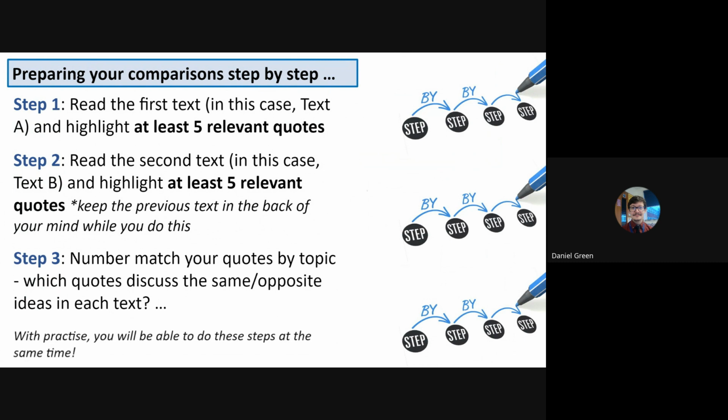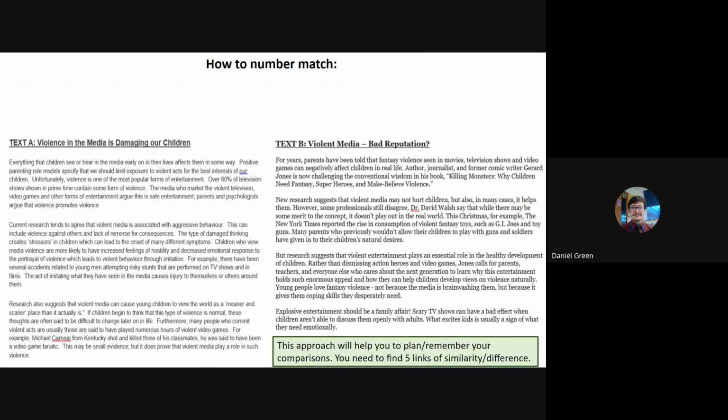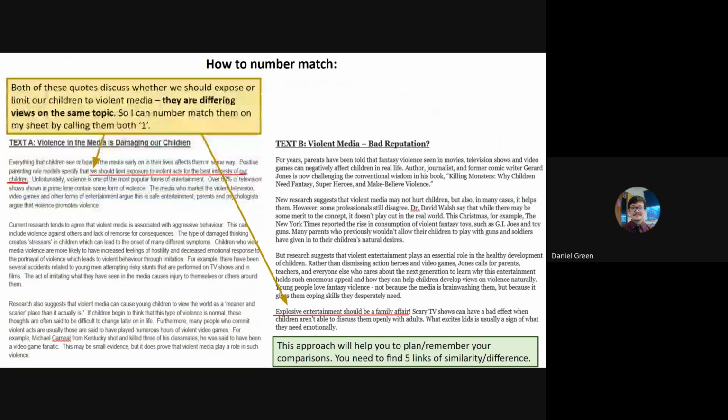So what I mean by that is, if we have a look at our 2 texts, violence in the media is damaging our children and violent media bad reputation. In my first text, I might have found we should limit exposure to violent acts for the best interests of our children, which definitely links to my question. And then in the second text, I might have found explosive entertainment should be a family affair. So obviously text A is telling us that we should limit it. We shouldn't be showing violent acts because our children may be influenced by it. But in text B, it's saying explosive entertainment should be a family affair. So they're arguing you should show it to children. It should be a family event. So I found a point from each, and they discuss exposing or limiting children to violent media.